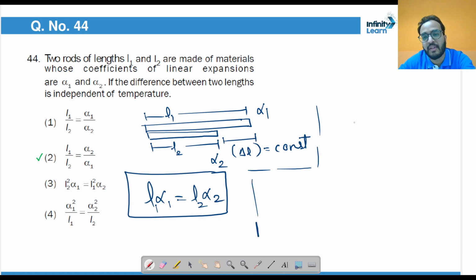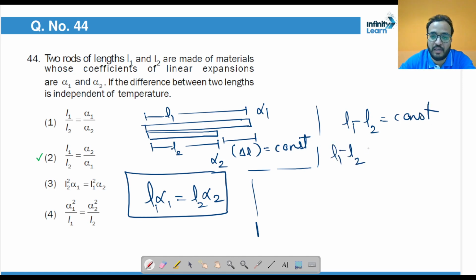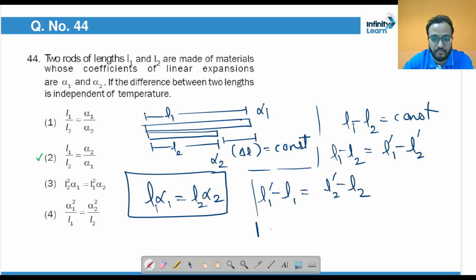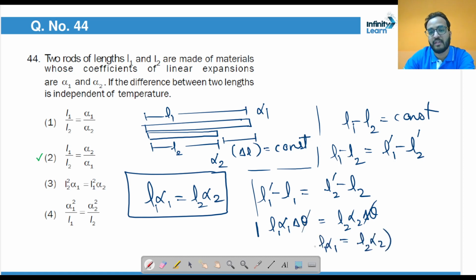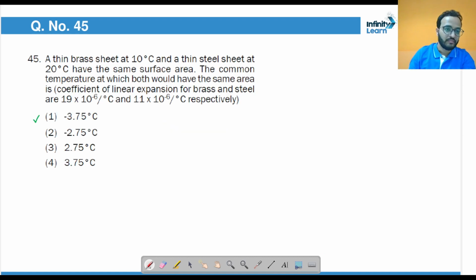I have discussed this thing, that L1 minus L2 is constant. That means L1 minus L2 is equals to L1 dash minus L2 dash, right? So we can say that L1 dash minus L1 is equals to L2 dash minus L2. So it is L1 alpha 1 delta theta, L2 alpha 2 delta theta, and this will get cancelled, and L1 alpha 1 is equals to L2 alpha 2, right? Same concept here has been applied.